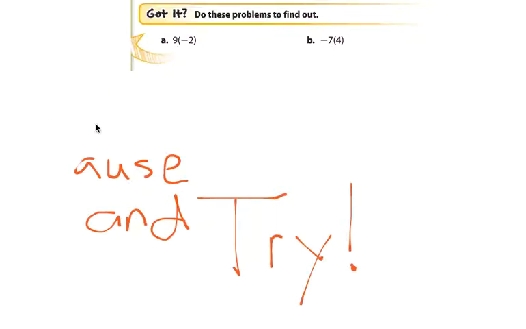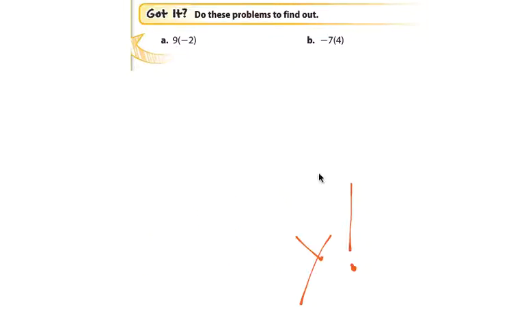Okay, so hopefully you paused and you tried it. So let's take a look. So we have a positive 9 times a negative 2. So one is positive and one is negative. So if they have different signs, that means my answer will be negative. Okay, a positive times a negative gives me a negative. So what's 9 times 2? Well, 9 times 2 is 18, so it should be a negative 18.